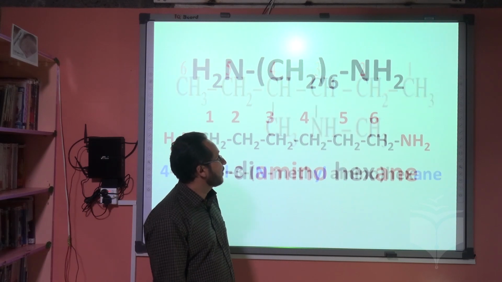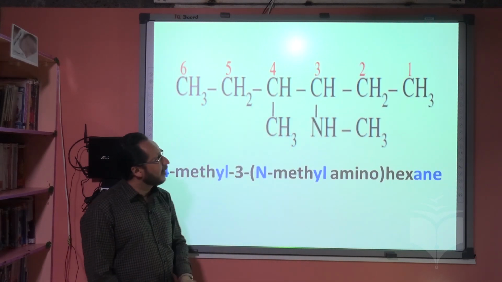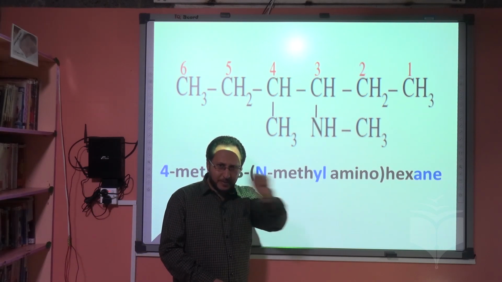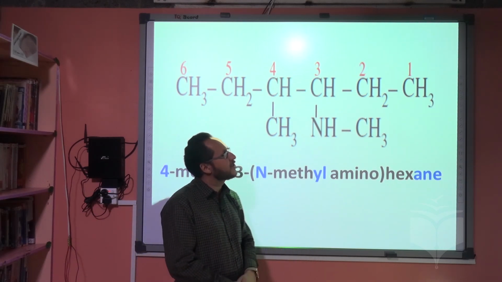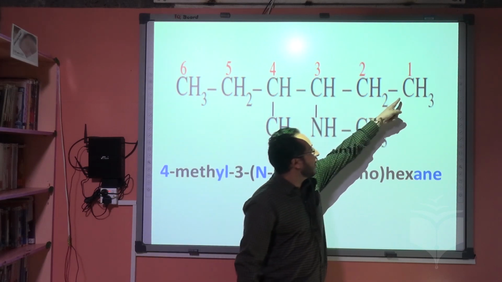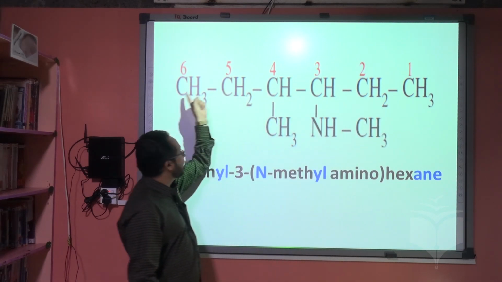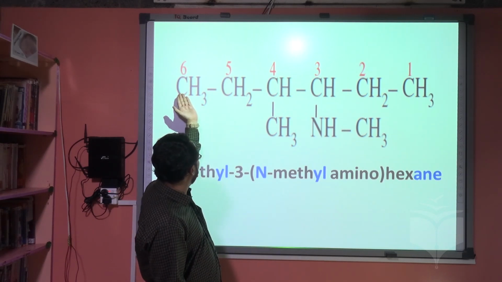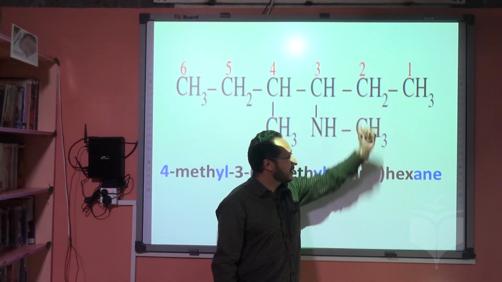For any names. Okay, now how about this compound? Yes, we have a lot of branches. Just determine the longest chain. What is the longest chain here? Yes, this is carbon 1, 2, 3, 4, 5, 6 carbon atoms. Now, can I number it from the left side or from the right side?